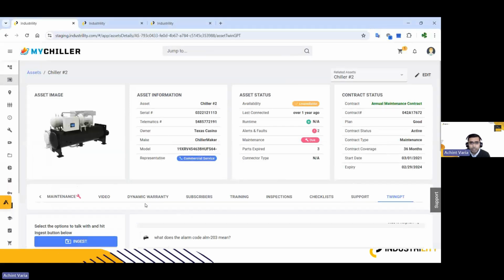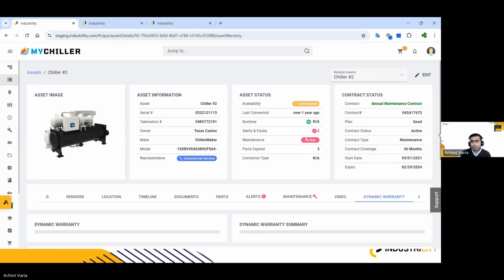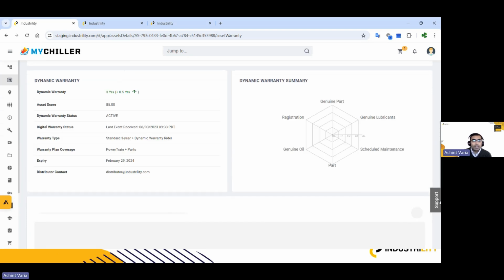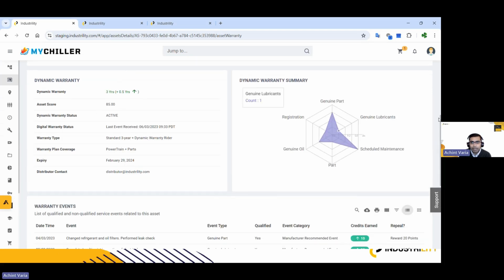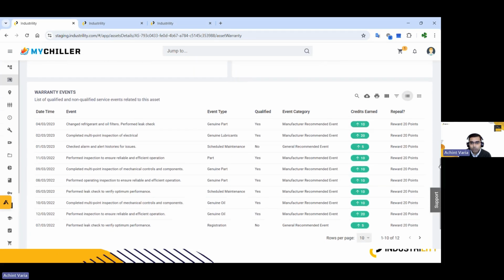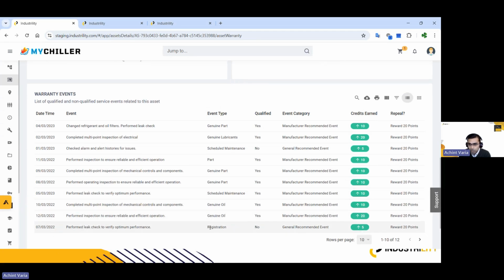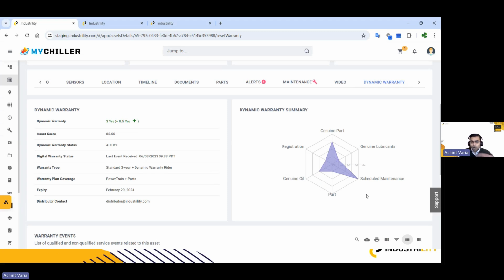The way it would look is, I'll give you an example. So here is my chiller. I bought it a few years ago, and if you registered with me, then you get some points. If you did a genuine oil change, you get more points. If you did the scheduled maintenance, you get more points. So I'm creating a gamification of service in this whole process, and the more points you get, your warranty increases.